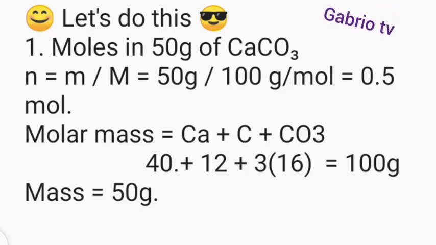N mole equals what? Mass over molar mass. The mass has been given to us as 50 grams. Then we are going to calculate the molar mass, which I did in this place. You can see Ca plus C plus O3, not CO3. Have you seen it? Ca plus C equals to, now what's the atomic mass of Ca? 40. And what's the atomic mass of C? 12. Then 3 times 16, that's 48 plus 12, and so we have 100 grams.